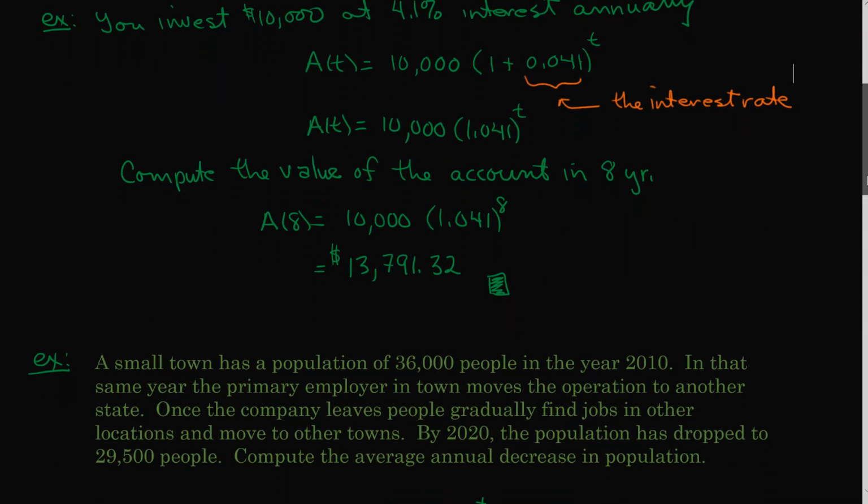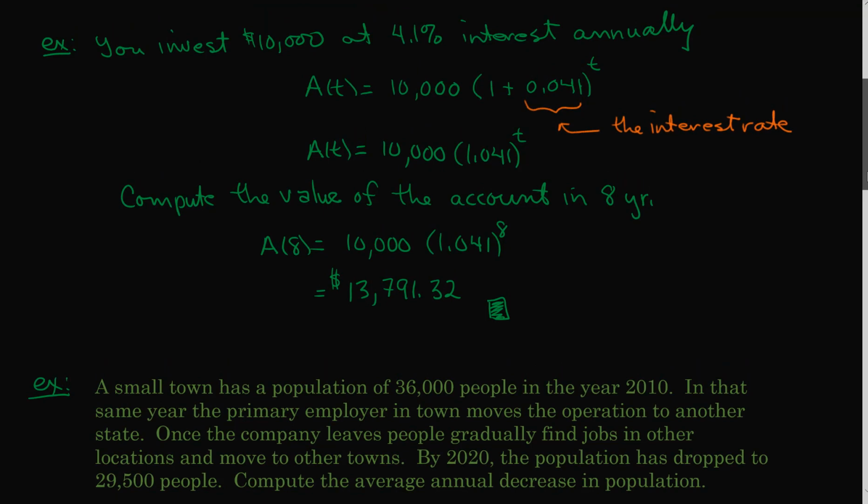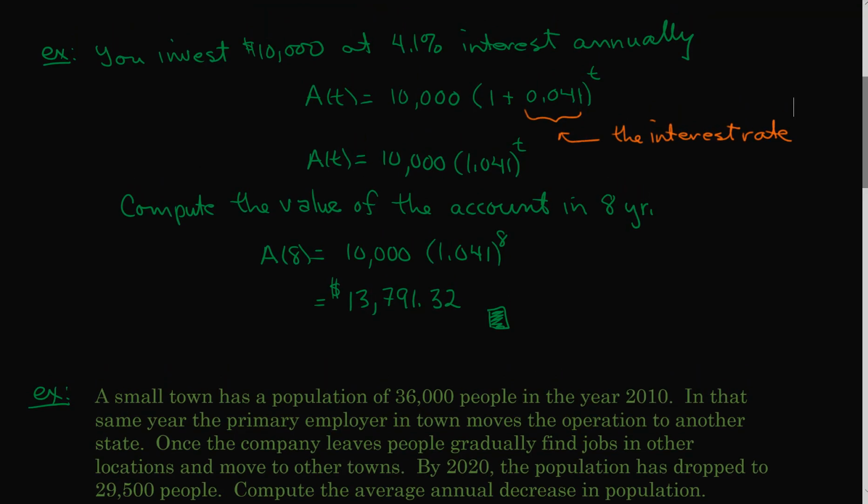In this case, you're told that you are going to invest $10,000 at 4.1% interest annually. Now, this may be the APY, the annual percent yield, which is something that you should run into in one of your economics classes. But whatever rate at which they're compounding the interest, the annual percentage yield is 4.1%.